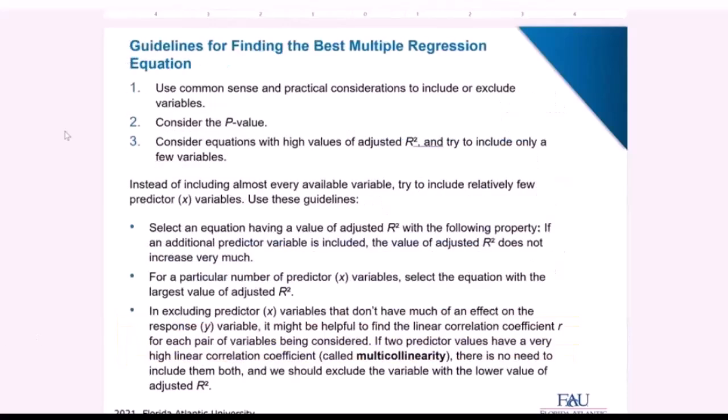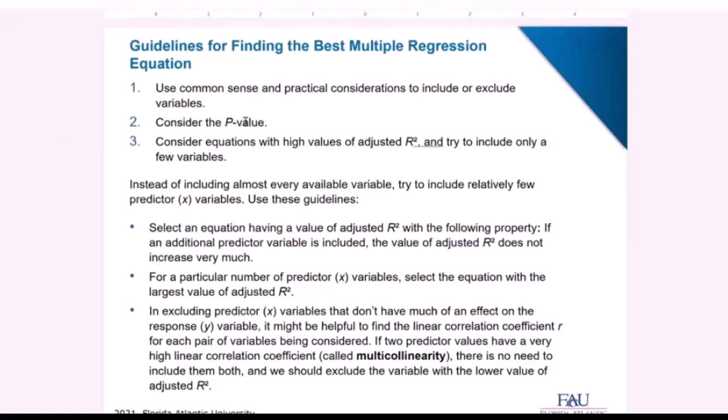Guidelines for finding the best multiple regression equation. Number 1, use common sense and practical considerations to include or exclude variables. For example, in the one we just did, if we also had their shoe size, that probably doesn't affect their weight. It wouldn't be something we would include in the multiple regression equation because it doesn't really make sense to include their shoe size. Use common sense.